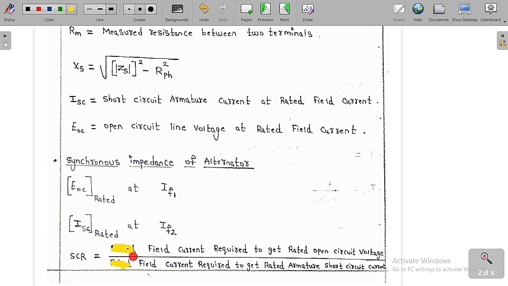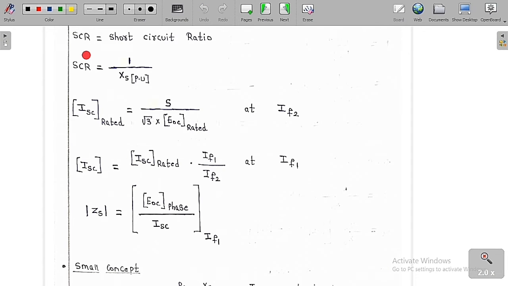SCR is nothing but the ratio of the field current required to get the rated open circuit voltage to the field current required to get the rated armature short circuit current. SCR is called the short circuit ratio. So SCR is equal to, finally, 1 by Xs per unit.